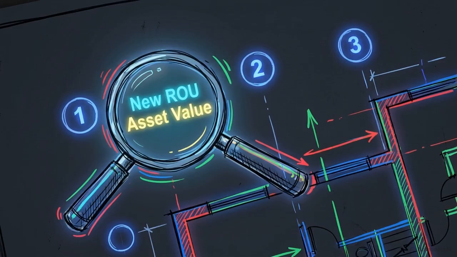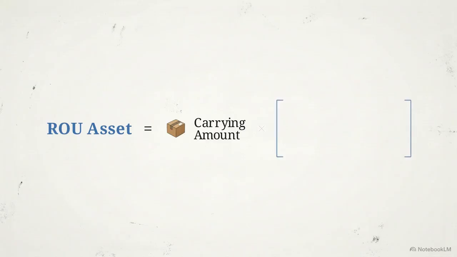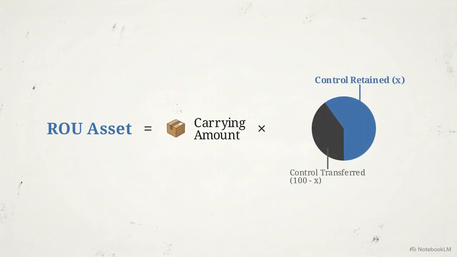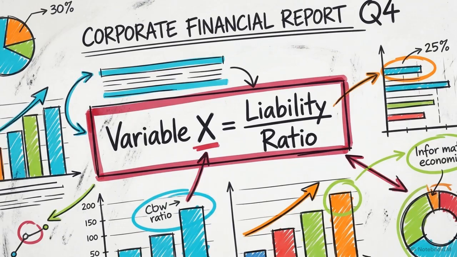Executing this proportionality requires a precise 3-step mathematical sequence. Step 1 is calculating the exact value of the new right-of-use asset. This equation demonstrates the rule. The right-of-use asset equals the asset's original carrying amount multiplied by the ratio of the new lease liability divided by the asset's fair value. Step 2 isolates the percentage of control the seller retained in the leaseback.